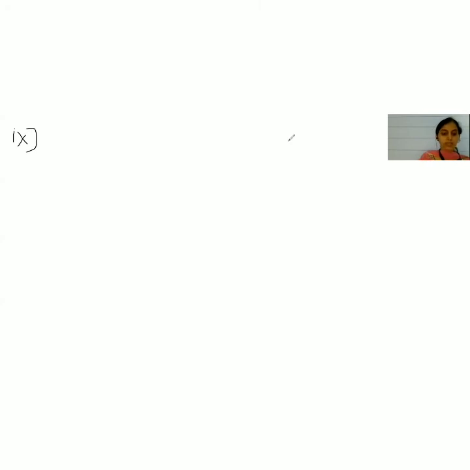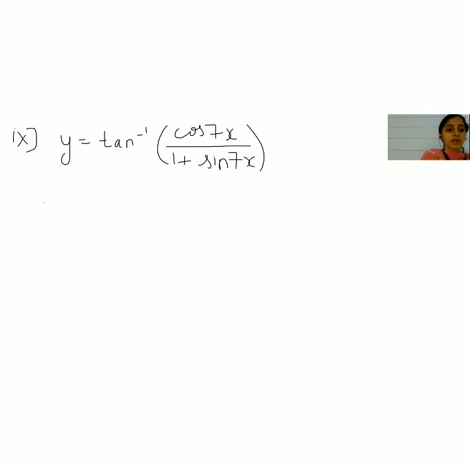So we have the 9th one as y is equal to tan inverse of cos 7x upon 1 plus sin 7x. Okay, now we don't have 1 plus cos theta, we have 1 plus sin theta. So we are going to use a different method. So y is equal to tan inverse of, now what is the cos 2 theta formula, or cos theta, you can write it as cos square theta by 2 minus sin square theta by 2, that is the half angle formula.